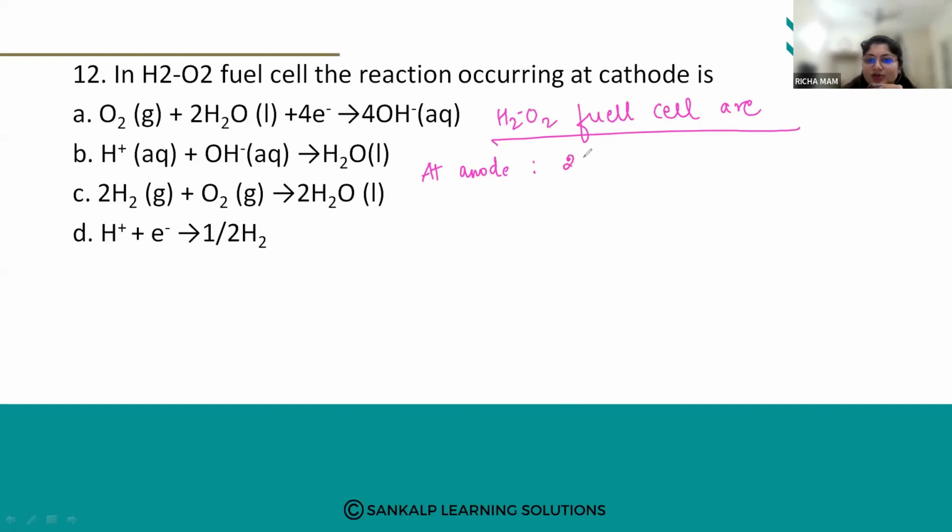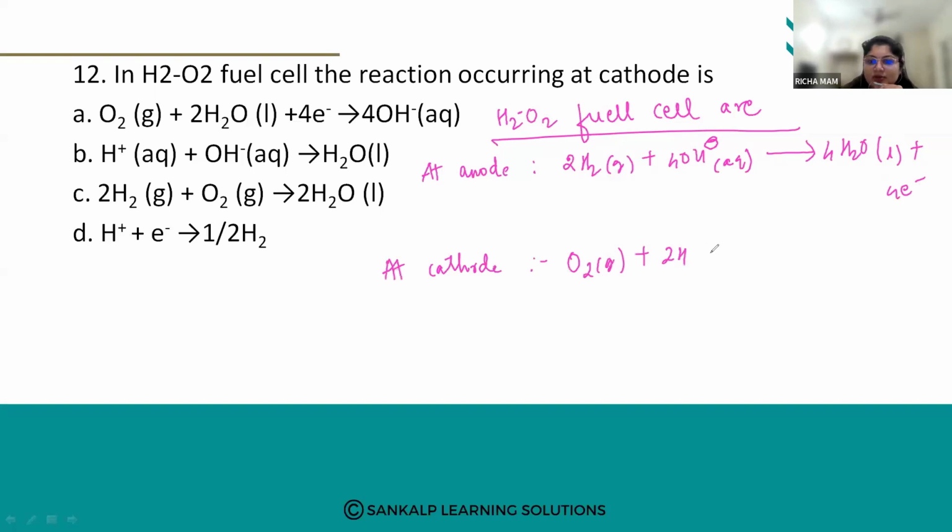At anode, the reaction is 2H2 plus 4OH- (aqueous), giving you 4H2O plus 4 electrons. And at cathode, O2 plus 2H2O plus 4 electrons, giving you 4OH-. Here there is loss of electrons, so oxidation at anode, and at cathode, reduction.